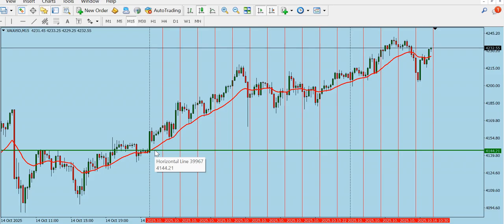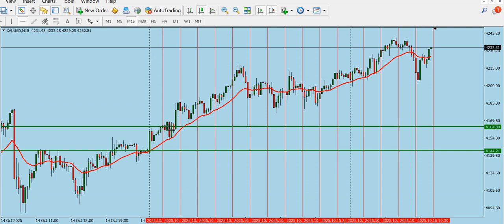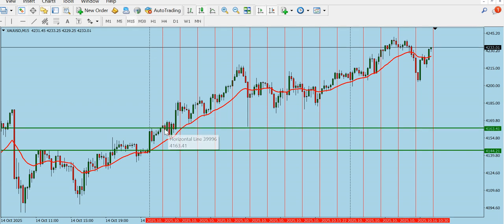What I will do is put a horizontal line at the close of the candle before this first dotted chart separator, which shows the start of the day. Then I'll put a horizontal line just at the close of the candle before the next separator vertical line. Now what I have is a box.